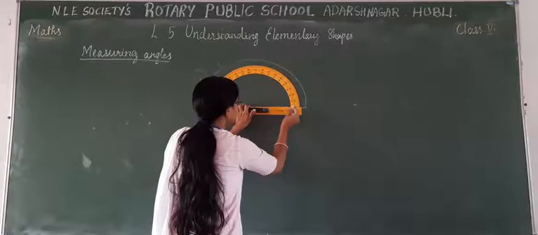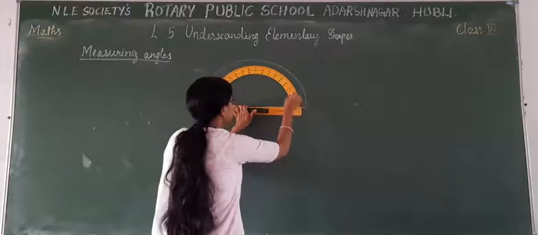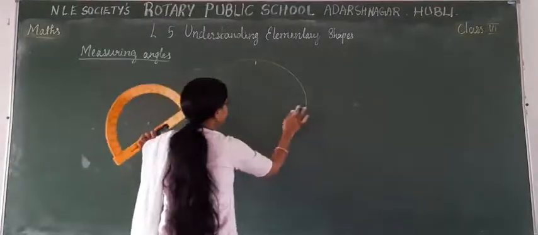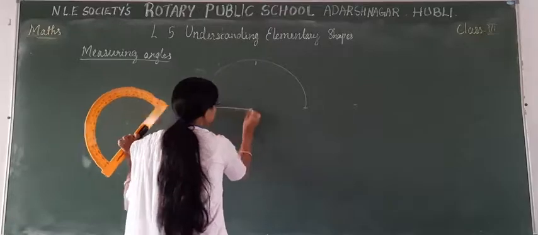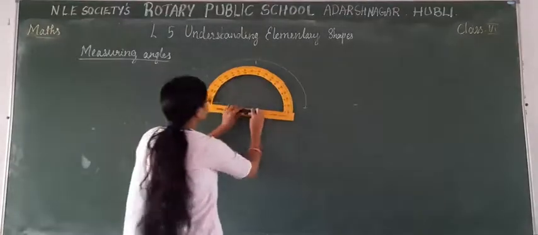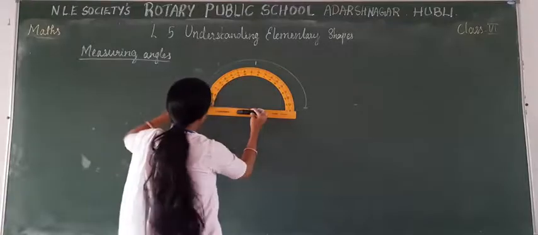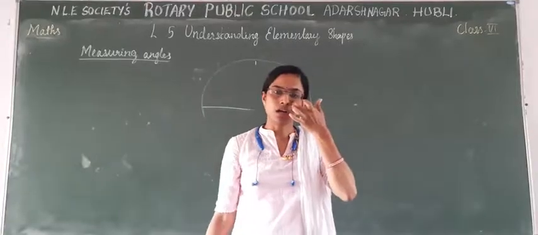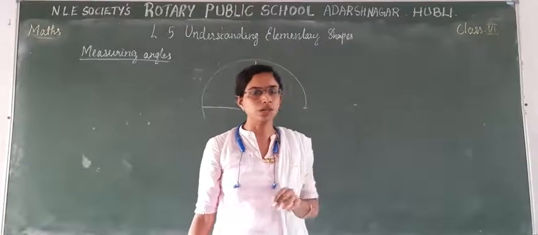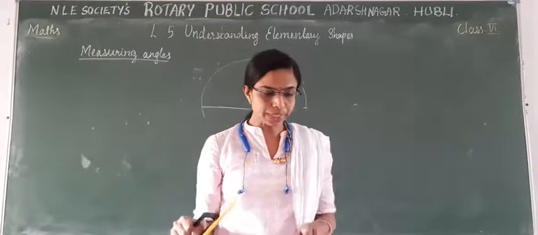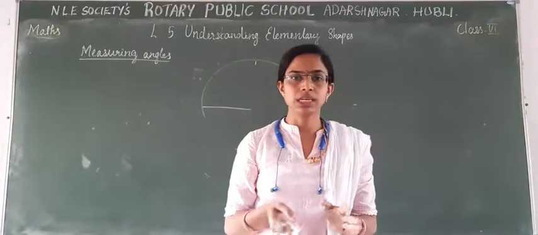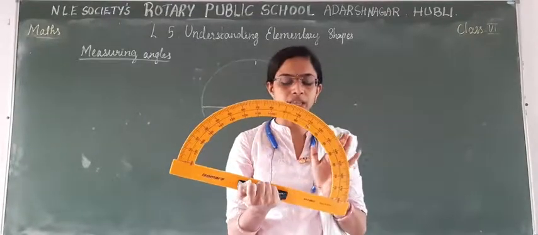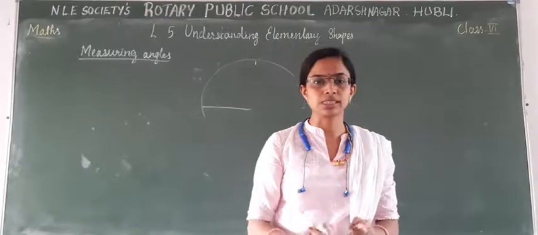Start counting from 0 over here, from the baseline. 0, 10, 20, 30, 40, like that. 90 will be here. If you consider this as a baseline, place the point here and start counting from 0 here. From the baseline you count and measure the angle. Fine. In the previous class we learned how to use the protractor. Based on this, let us solve exercise 5.4.